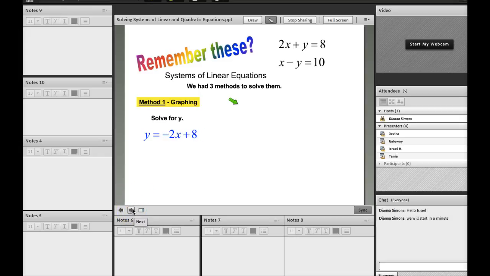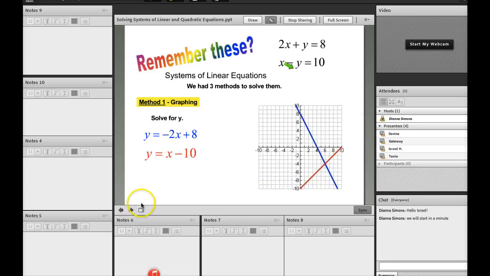So, in order to put it into the calculator, you need to solve for y. So we took this top one and we just subtracted 2x from both sides. And then we took the bottom one and we subtracted x, and then divided through by a negative. And then just put them into the calculator, and this is the intersecting point. It is 6 and -4. So that's the easiest way to do them.